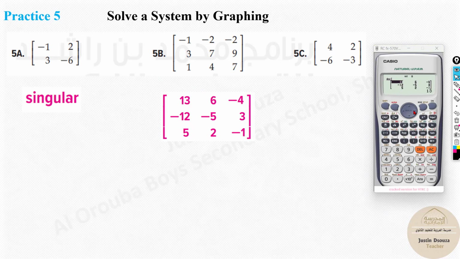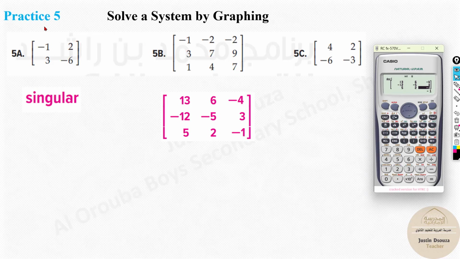And that is what we had got: 13, 6, minus 4, minus 12. And all the answers match. That's how we get it. Now, if you don't get a matrix inverse, you will get a math error in your calculator. That means it's singular. And over here, it's also singular.